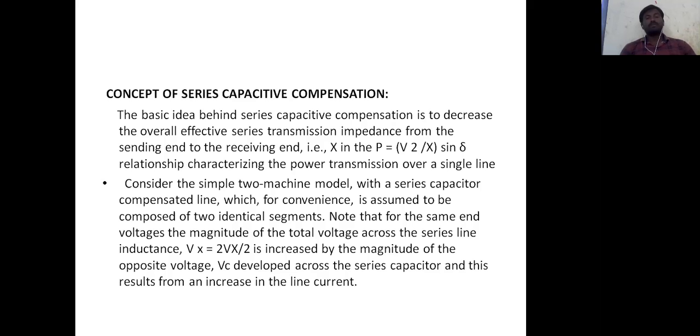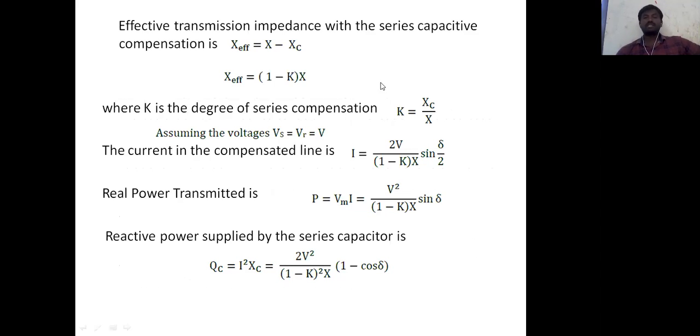Consider a simple two machine model, the series capacitor compensated line, which for convenience is assumed to be composed of two identical segments. Note that the total voltage across the series line inductance, 2Vx, is decreased by the magnitude of the opposite voltage Vc developed across the series capacitor, resulting in an increase in the line current. So the effective transmission reactance with series capacitive compensation is X effective equal to X minus XC.